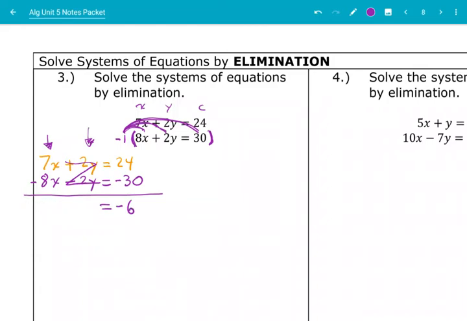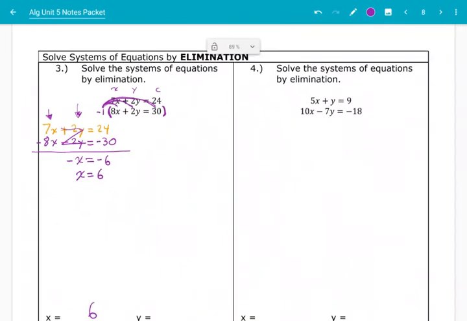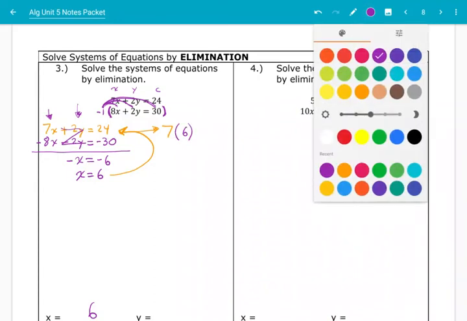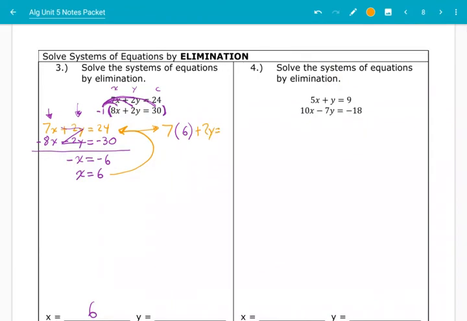So I'll just scooch this over so it's easier to read, and I'll take that 1 away. So it's minus 6 equals minus x. So that means x equals 6 positive. Just change both sides there. So x equals 6. Now that I know what x is, I can plug it back into the orange equation. So I'm going to plug it in right here. Start over here. 7 times x, which is 6, plus 2y equals 24.